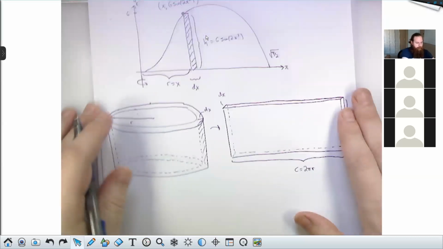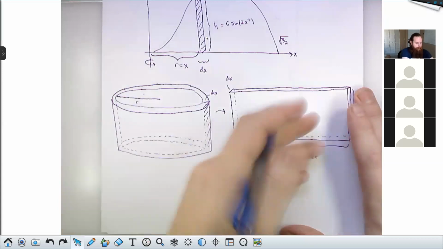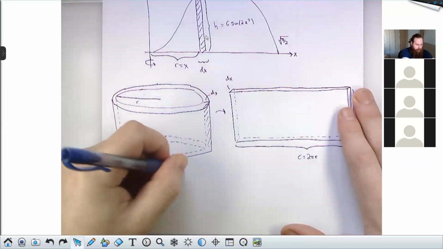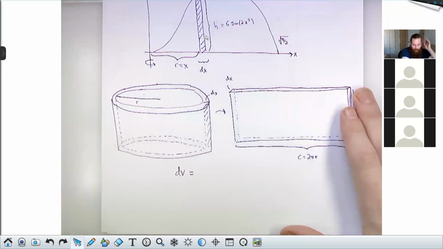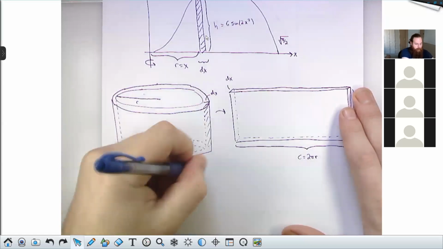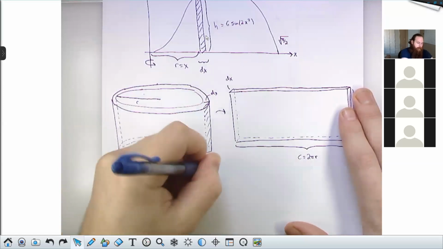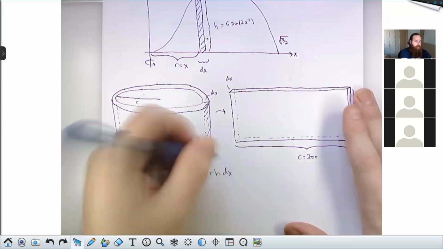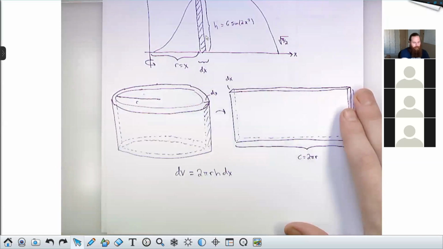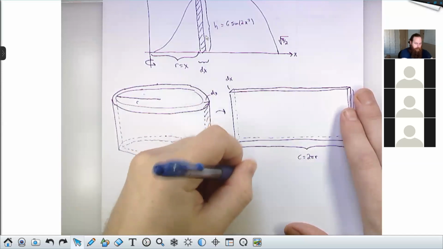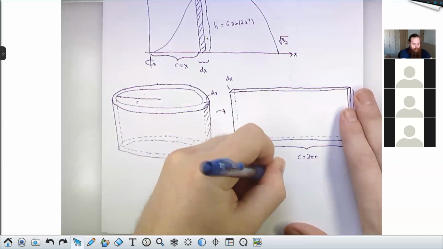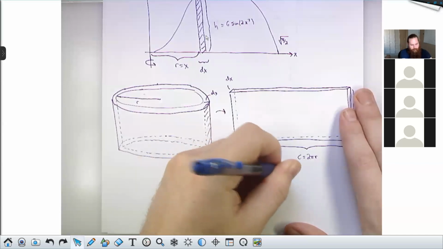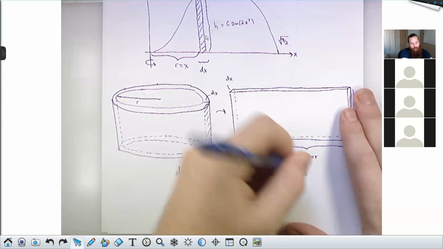So dv, and you could jump to this without any of the pictures if you wanted to. I wouldn't take off points for that. Just make sure you really understand where everything is coming from. I recommend drawing the pictures. dv is 2 pi r h times dx, because the thickness of my strip here is a dx thickness. That's 2 pi times x times 6 sine 2x squared dx.